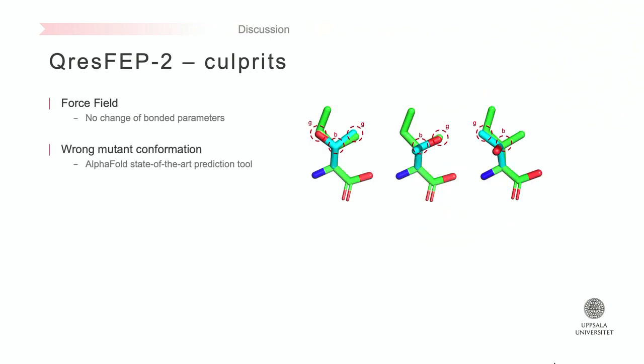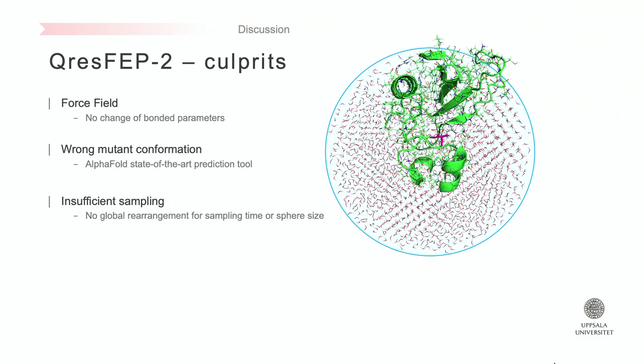Of course, wrong mutant conformation. For this, you would maybe need to run much longer simulations, but then we take away a bit of our quick performance that we have now. So we would like to think that with AlphaFold we would have a state-of-the-art prediction tool, but still then we see that not always we perform as we hope. Of course, insufficient sampling, so because we use a sphere, sometimes, as you can see here now in the top, a part of the system would be cut off, so we cannot have full global rearrangements that we would capture, but we would not expect to capture that anyway in the time frame that we simulate.